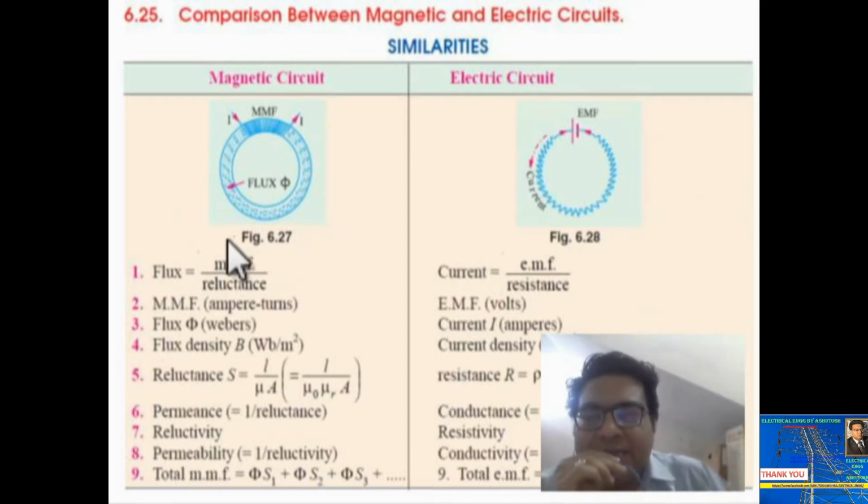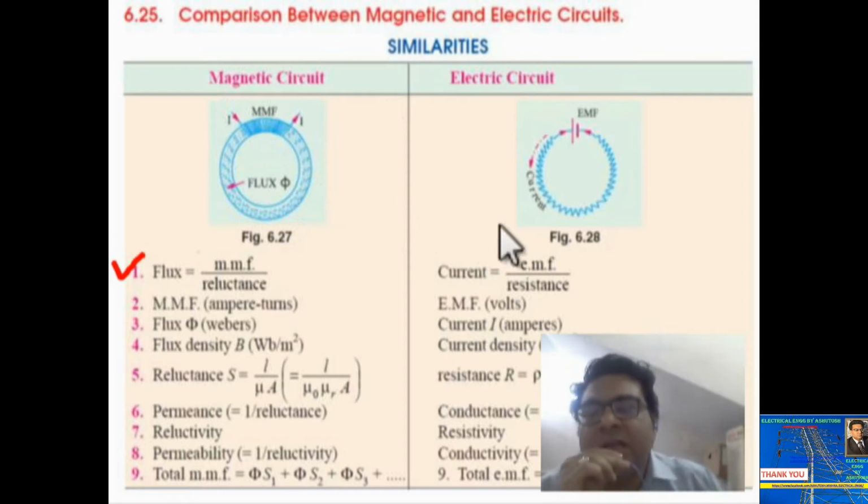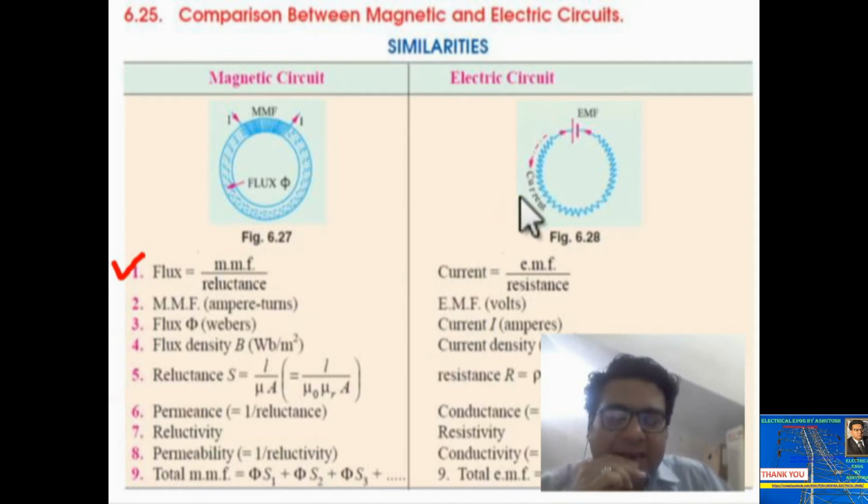And so guys, here there will be flux. So point number one, in the magnetic circuit यहाँ पर iron core होगा और windings होगी, जो windings को wound किया जाएगा उसी iron core पर. So guys, the first difference between magnetic circuit and electric circuit is that flux will be there. In magnetic circuit there will be flux, and the formula for flux is equal to MMF upon reluctance.